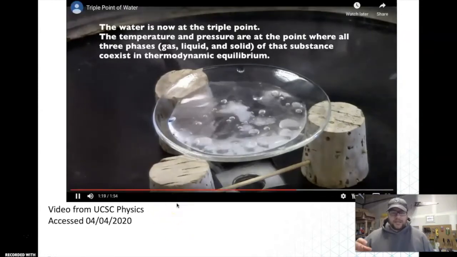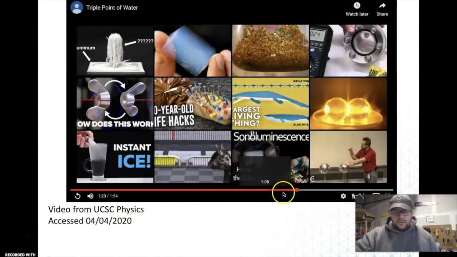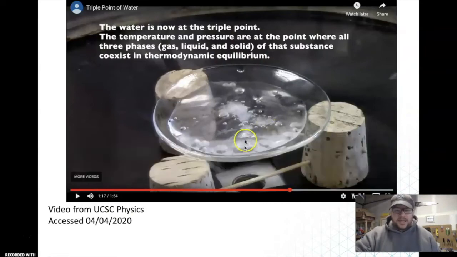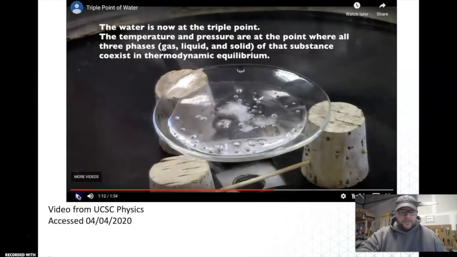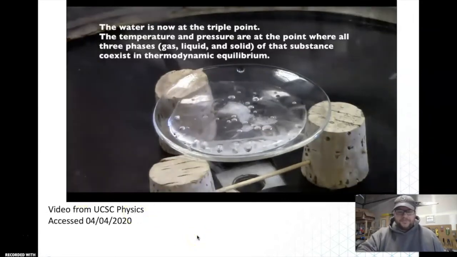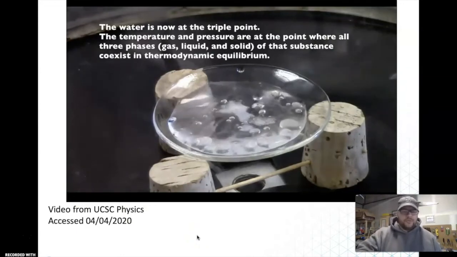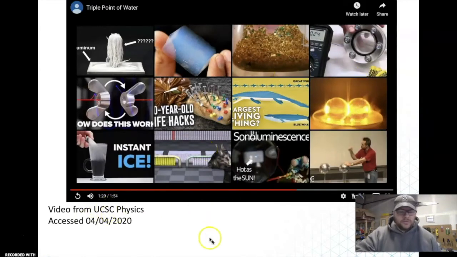The bubbles look like they're getting trapped inside the liquid, okay? The liquid can't decide if it's going into a solid state or a gas state, so they're going all over the place. Really we have all three of those states of matter occurring at the same time. It's kind of cool. Found this video on YouTube from University of California, Santa Cruz.